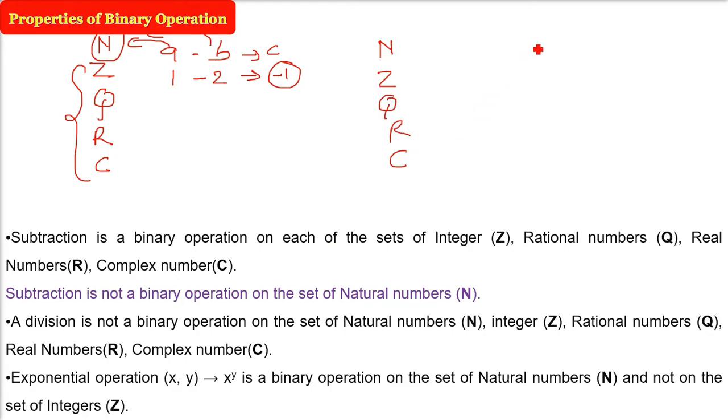Then the exponential operation, that is x to the power y. So this is a binary operation on the set of natural numbers, but not on the set of integers. Please remember, I'm just talking about exponential, that is x to the power y. So it is a binary operation on the set of natural numbers and not on the set of integers.